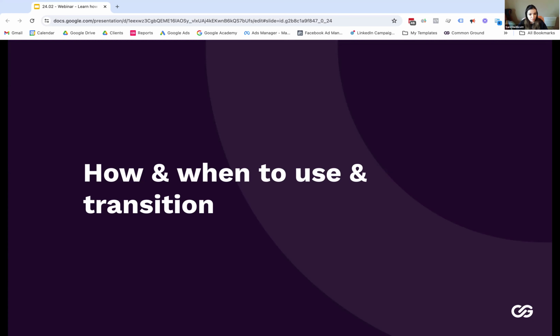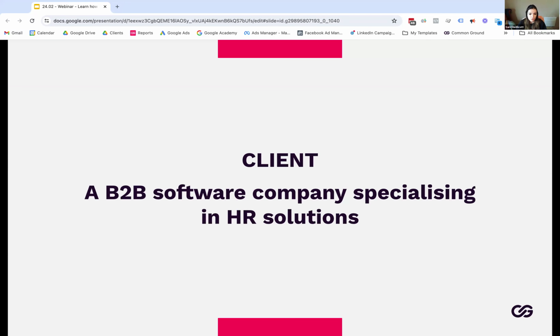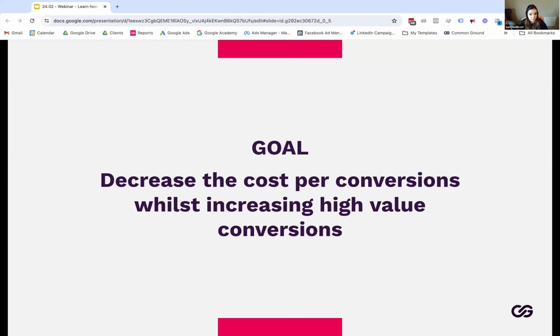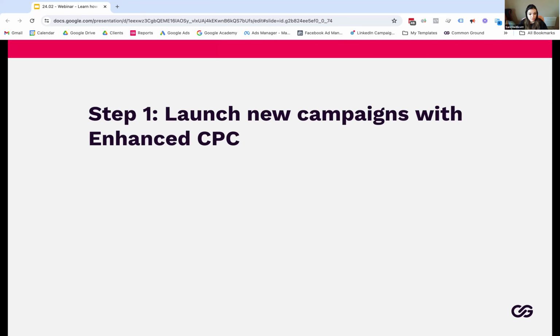So now I'm going to run through how and when to use them and to transition. I'm going to start off with a case study to give you an idea. One of our clients, a B2B software company, specializes in HR solutions. The goal they came to us with was to decrease the cost per conversion whilst increasing the high value conversions. So again, they wanted more booked demos. What we did was introduce new campaigns and use various bidding strategies throughout the runtime. So I'm just going to run through the steps with you.